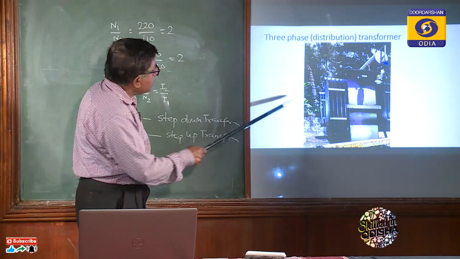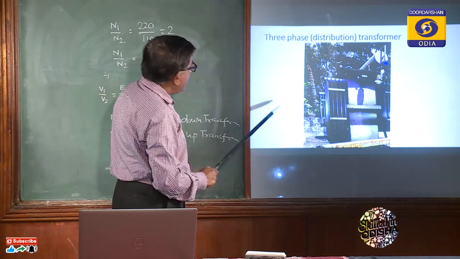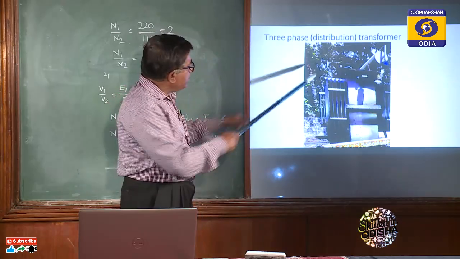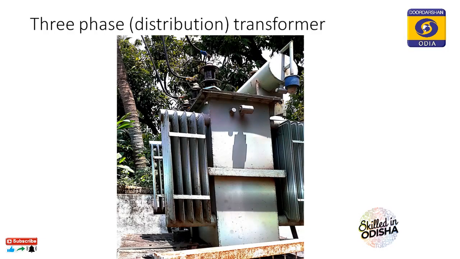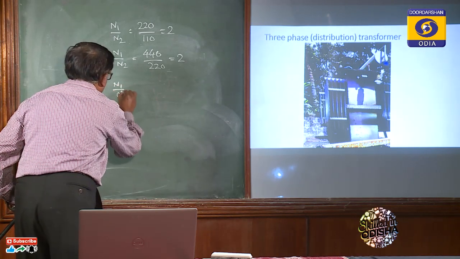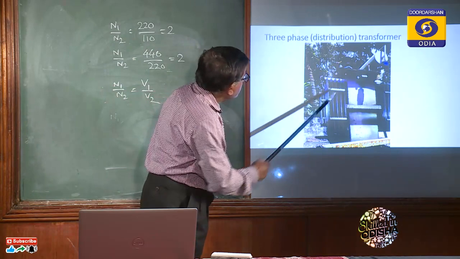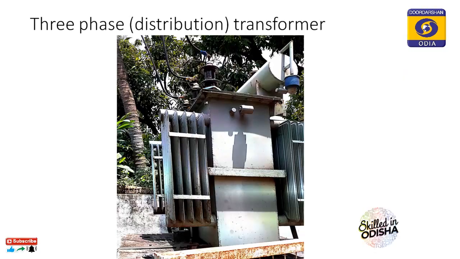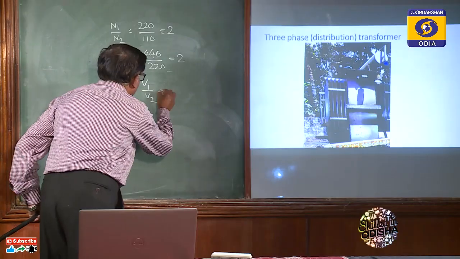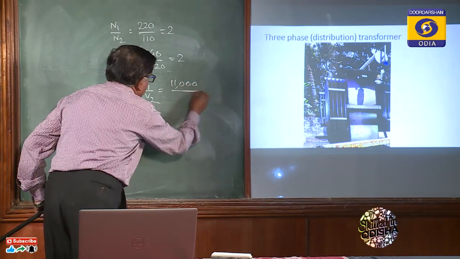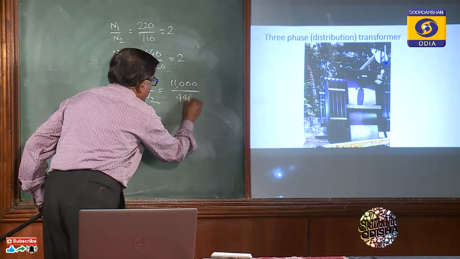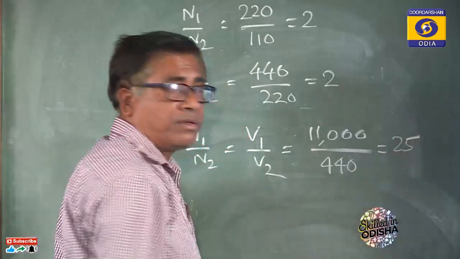You see, this is a transformer I have taken from our college campus. This is a distribution transformer. What is the input voltage? Now N1 by N2 is equal to V1 by V2. This is your line voltage. So line voltage is 11 kV, and secondary side voltage is 440. So the transformation ratio is 25.